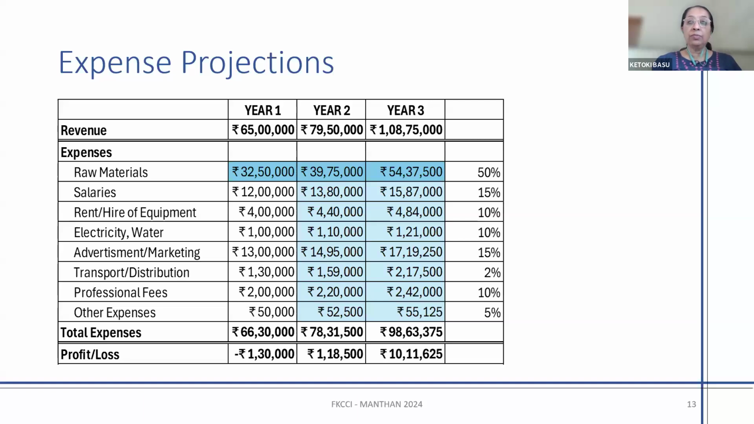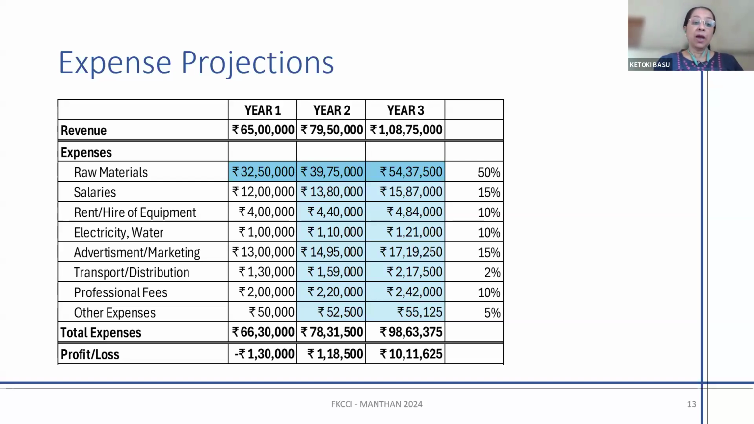So here I've assumed a 15% increase, but advertising and marketing actually is a cost that varies depending on the kind of business. Sometimes organizations invest a lot on advertising and marketing in the initial couple of years. And as volumes start picking up and there is visibility in the market, they slowly start reducing the budget on this.